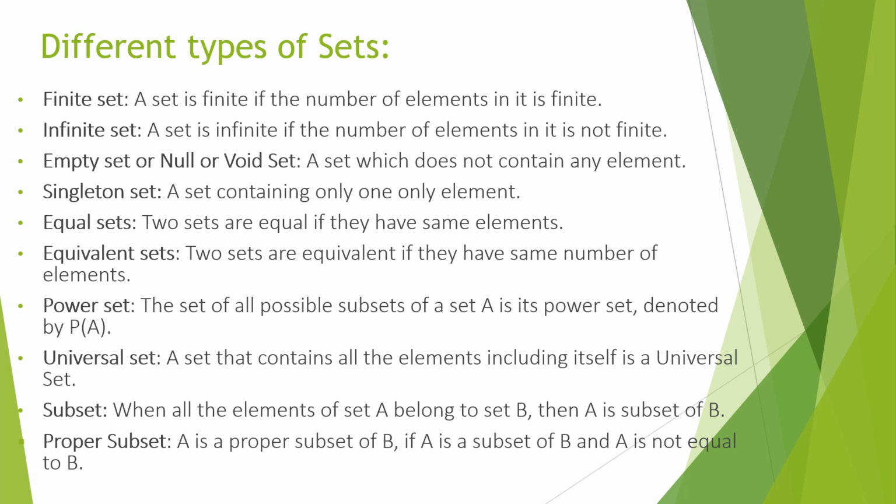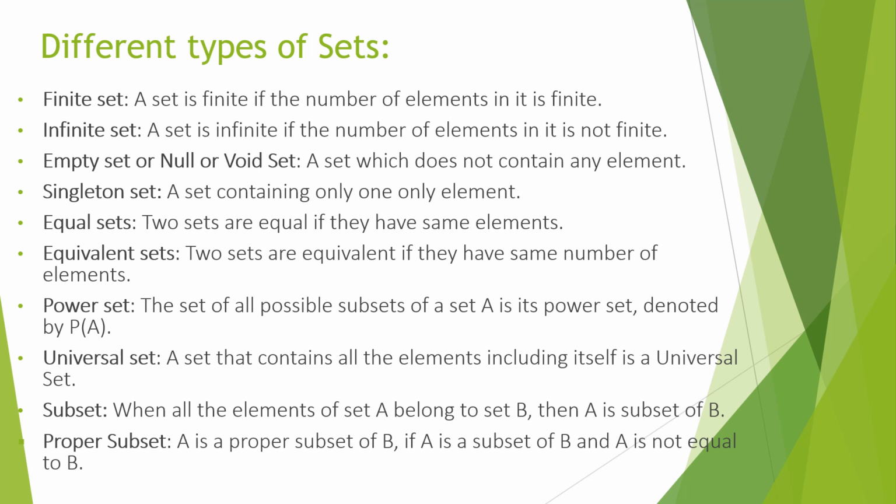Power set: the set of all possible subsets of a set A is its power set and it is denoted by P(A). We will see all the examples after this. Suppose I have the set which has the numbers 1 and 2, what will be its subsets? Its subsets will be the set containing just 1, the set containing 2, the set containing 1 and 2 both, and the null set. Remember, the null set is a subset of every set.